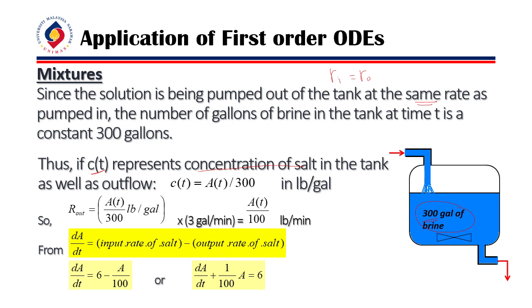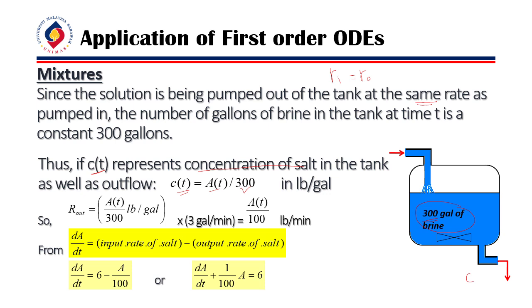A, what is A previously? A here means the amount of salt. This is the amount of salt in the tank over 300 gallons of brine, so this is over the volume here, and A(t) is the amount of salt. Then we can get the concentration at t.